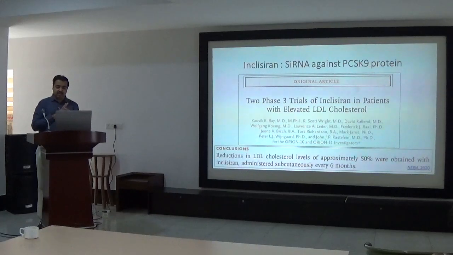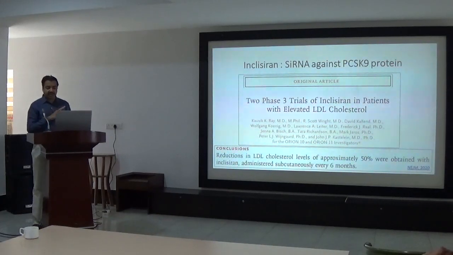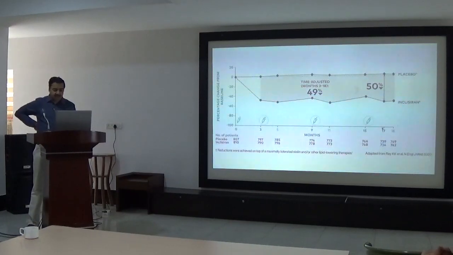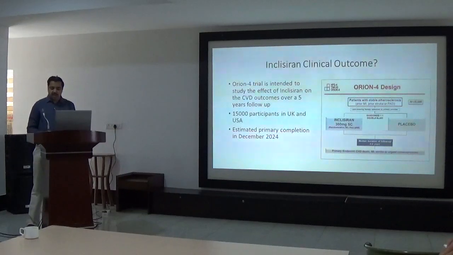Inclisiran is a small inhibitory RNA against PCSK9 protein, preventing formation of PCSK9 protein, and there is a decrease of LDL cholesterol by 50 to 55%. Clinical outcomes: there are no trials yet for inclisiran. There were ORION-10 and ORION-11 data which just tested that inclisiran can reduce LDL cholesterol, but does this reduction in LDL cholesterol translate into clinical outcome benefit? That will be given to us by the ORION-4 design, and that is supposed to be ending in 2024.